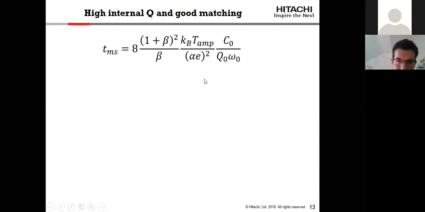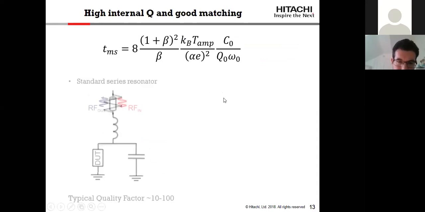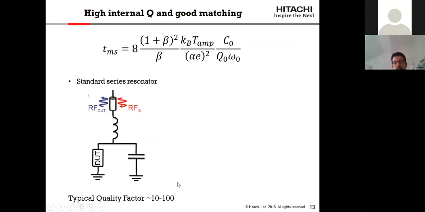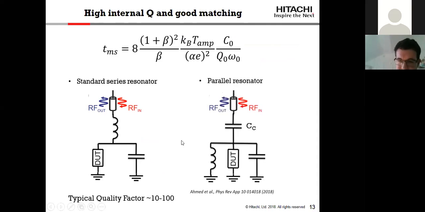Good. We also want to increase the internal Q factor and achieve good matching. So we need to modify a little bit the way we do this type of reflectometry measurement. Before, the community used to do these measurements in series, with a typical Q factor of the order of 10 to 100, dominated by the losses in the external circuitry. Now we do this in a parallel resonator configuration in which we decouple the external line from the resonator.